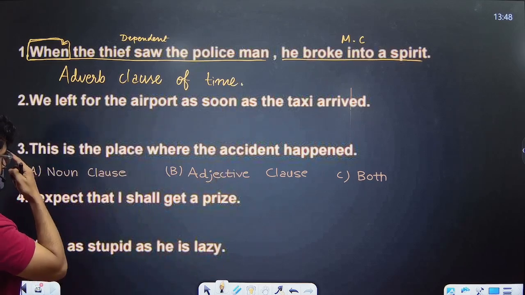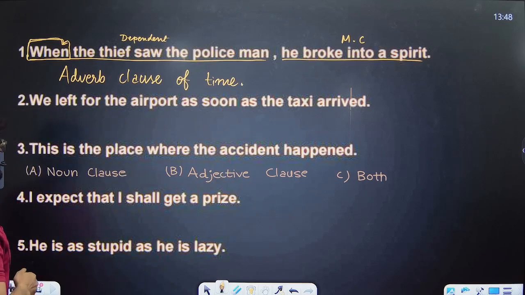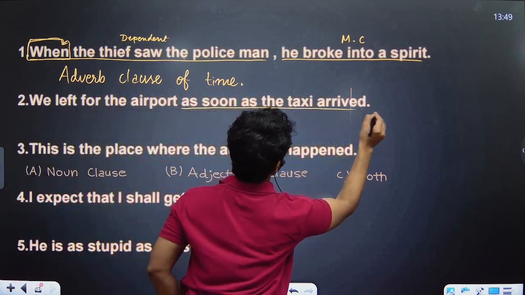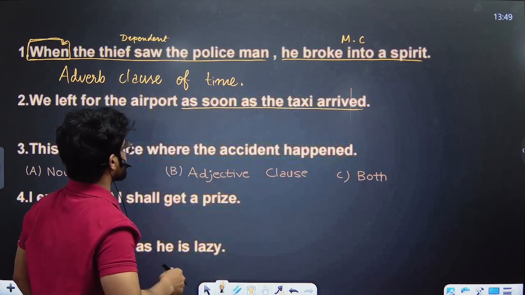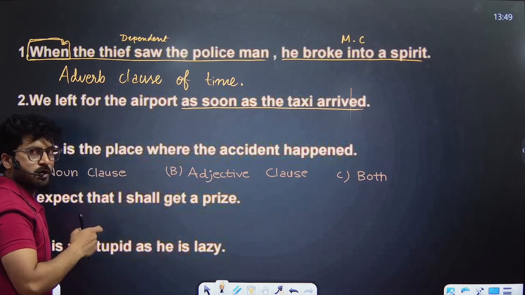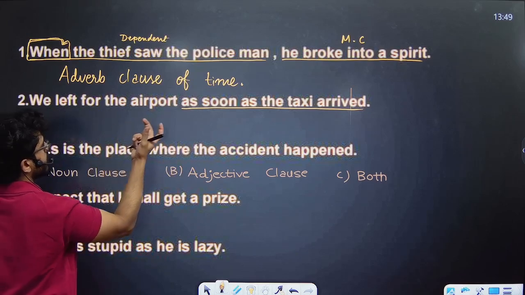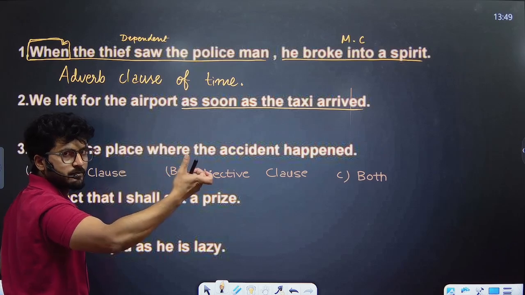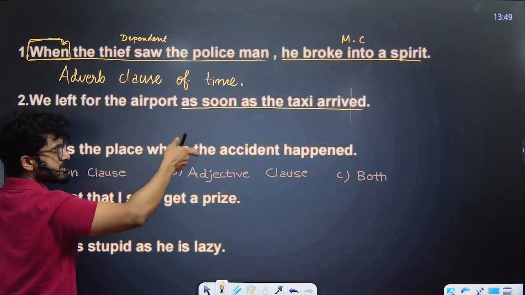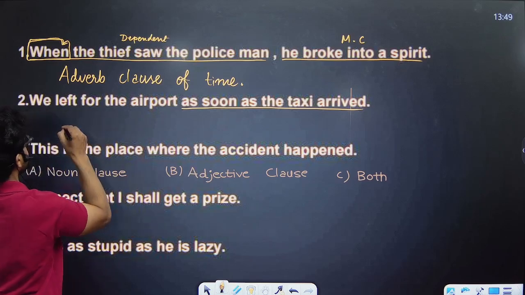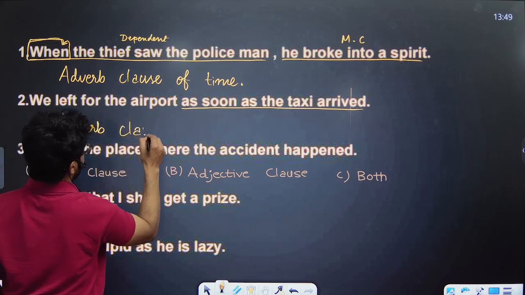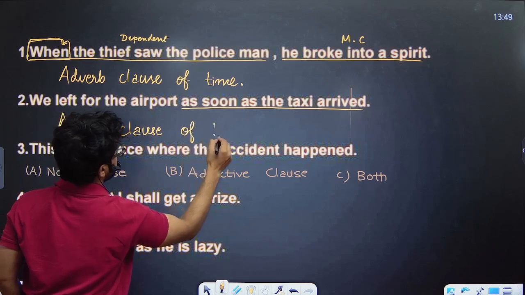We left for the airport as soon as the taxi arrived. As soon as the taxi arrived. Got it? It is also giving us the idea about what? The verb. It is modifying the verb. It is telling us the time. Okay, as well as it is modifying the verb. We left, as soon as the taxi arrived. Okay, that is again adverb clause of time.